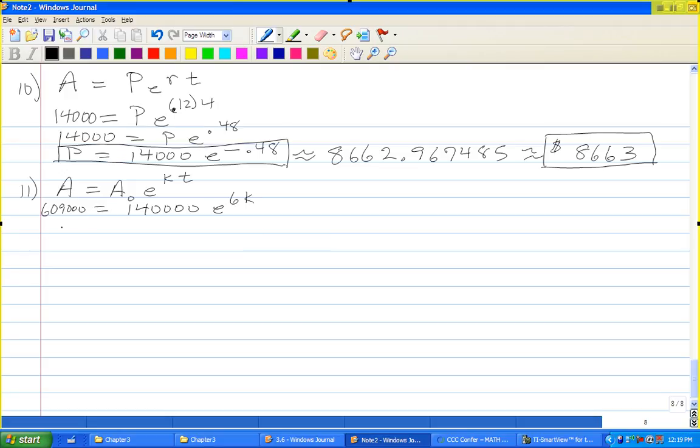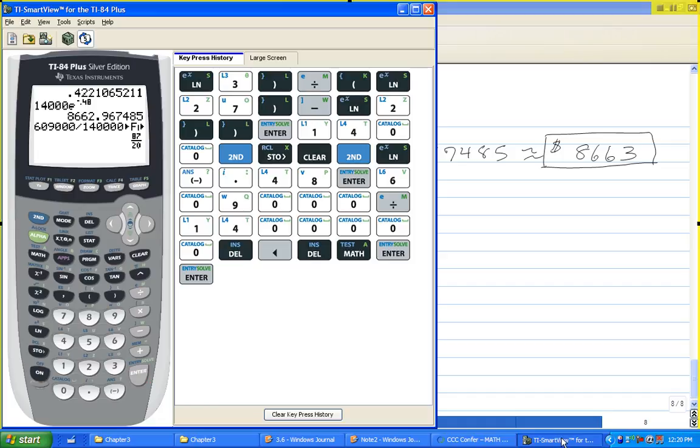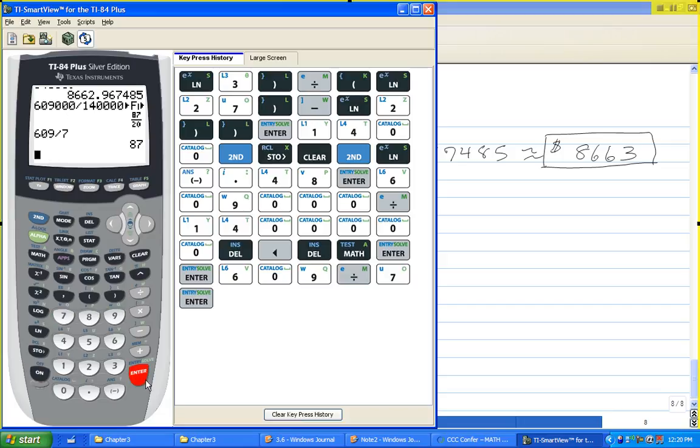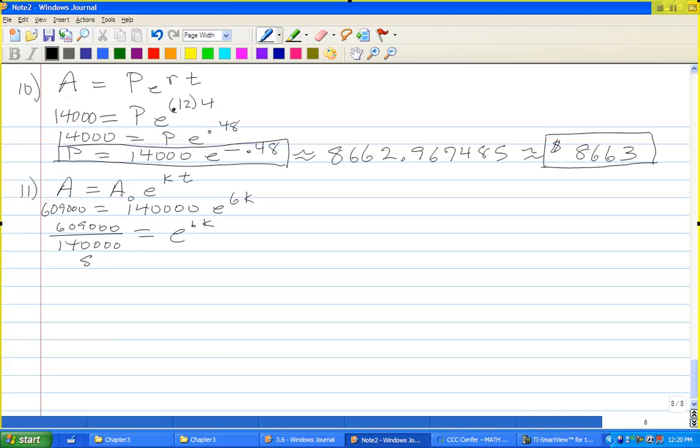So divide by 140,000. And you get 609 divided by 140, which is 87. 609 divided by 7 is 87. Yeah, 87 over 20.